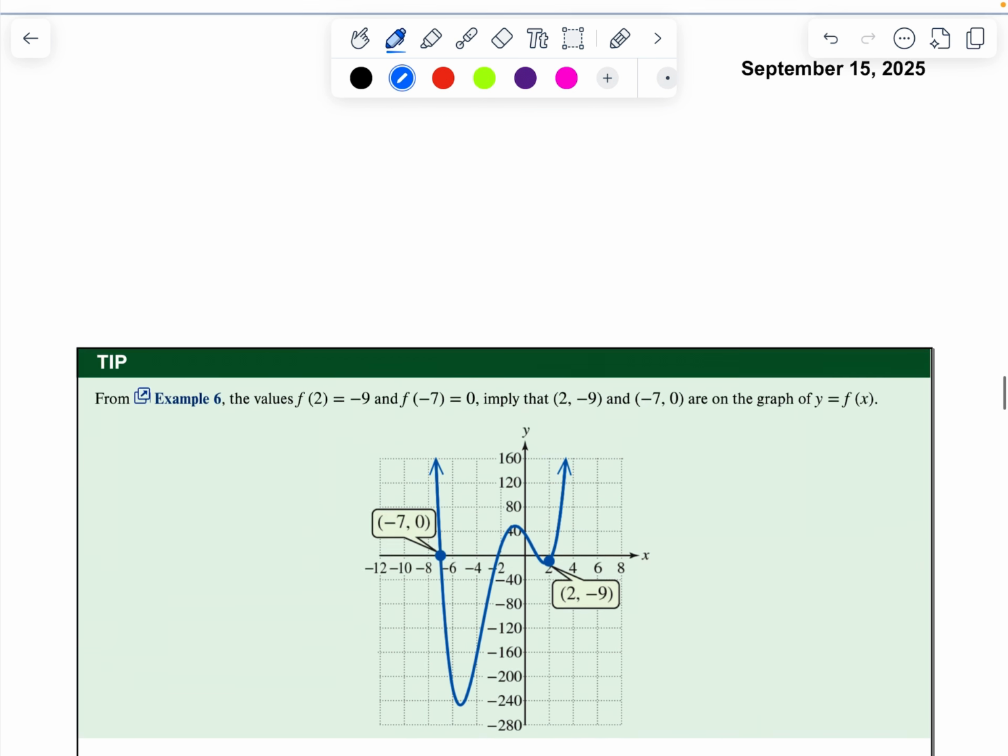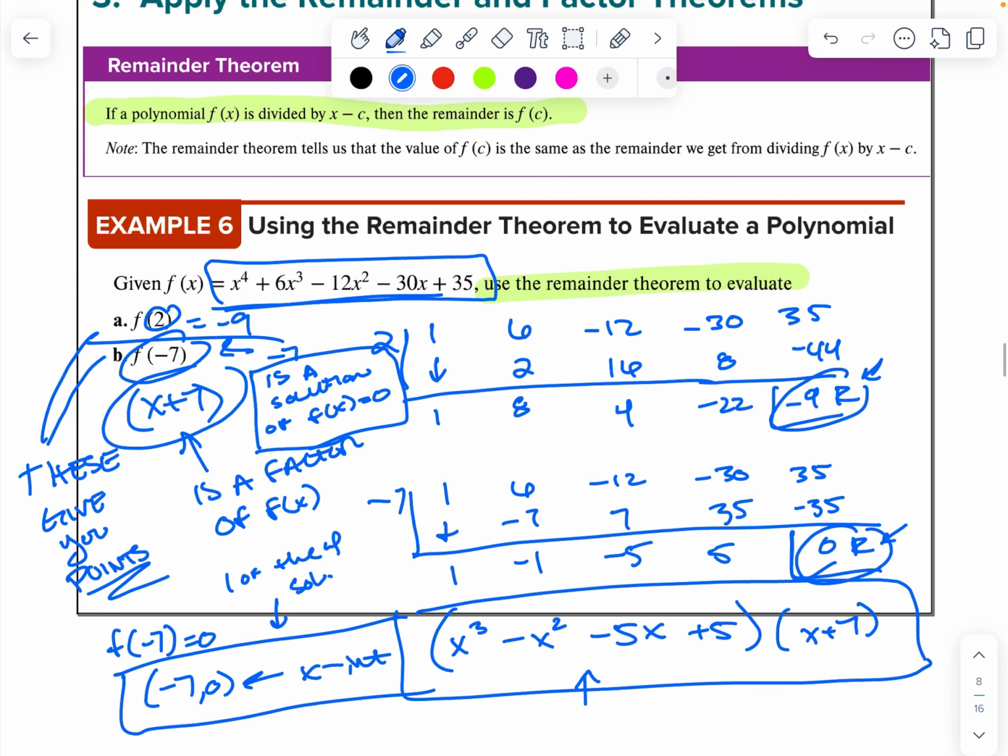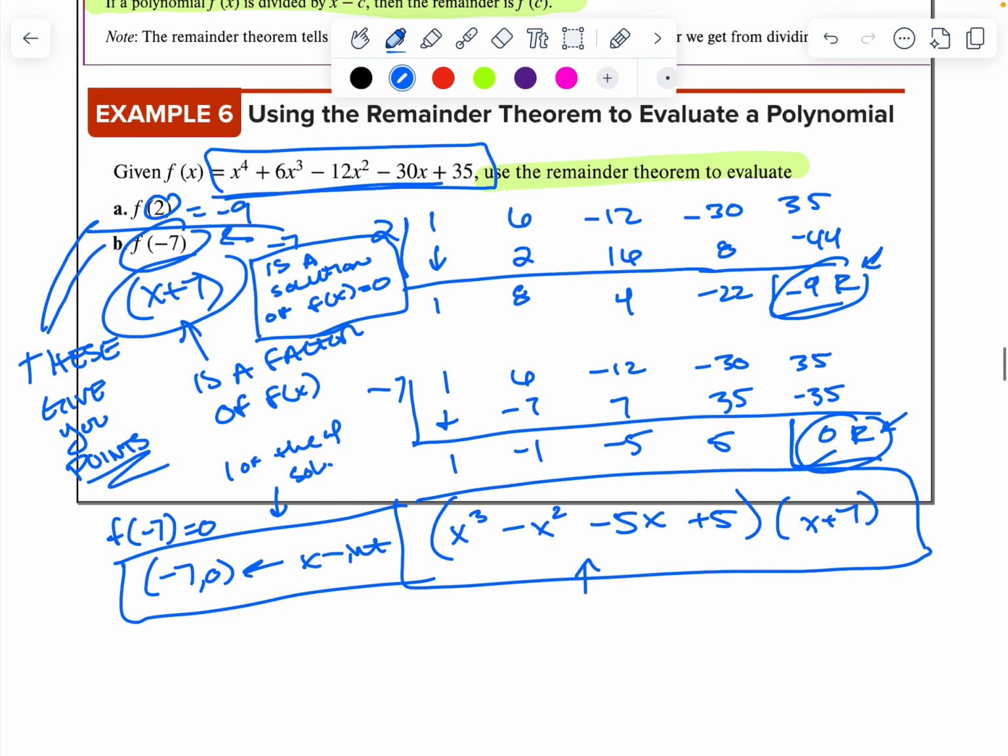All right, so both of these are points. I didn't state it exactly for this one up here. I did state it for here. The -7, we got out 0, that is a point. Here we subbed in 2, we got out -9. That means the point 2, -9 is another point on the graph.